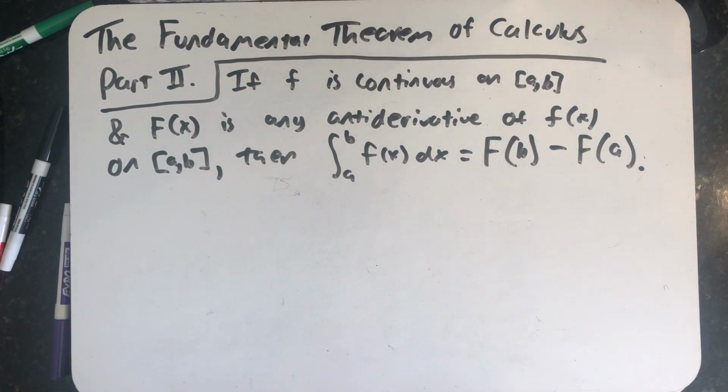The first part of the Fundamental Theorem of Calculus tells me that if I have a continuous function little f, there's always a way to produce an antiderivative of f by using the cumulative area idea.